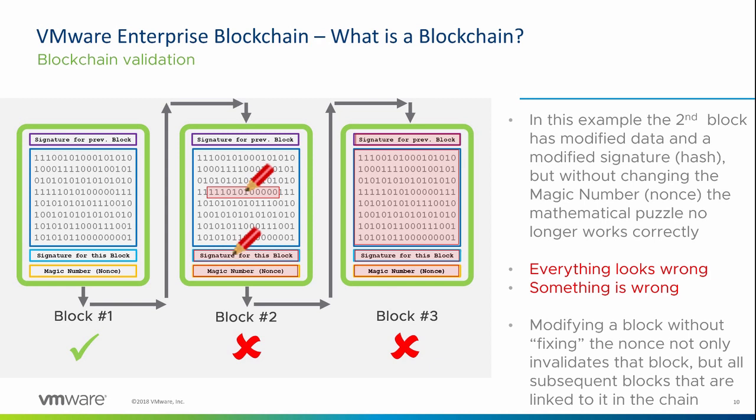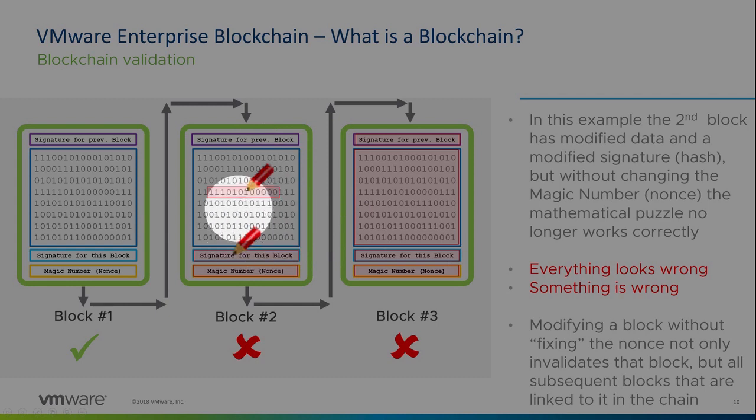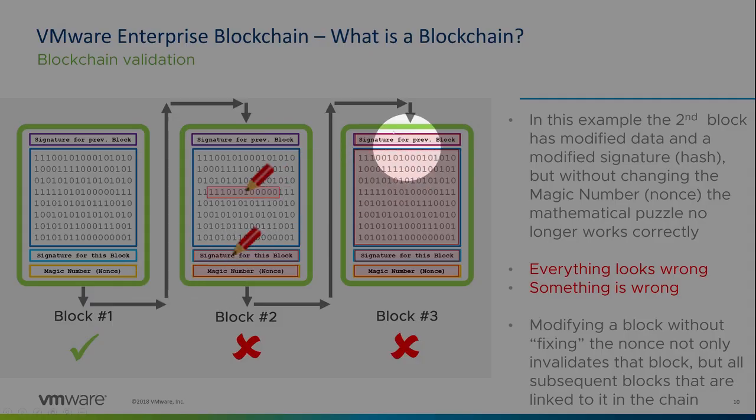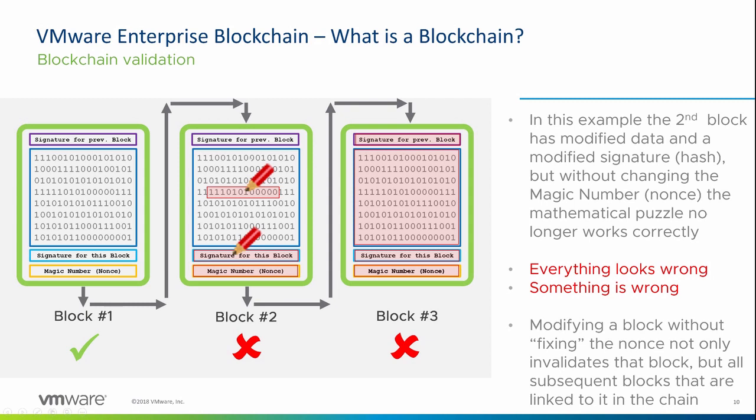And the problem here is that modifying a block without fixing the nonce not only invalidates that block, but all the subsequent blocks in the chain. So here is where this security comes from. It comes from linking the signature from the previous block to the next block, and by incorporating the data and this magic number or nonce and this mathematical puzzle, and the fact that once this block has been built, all subsequent blocks follow on it again.